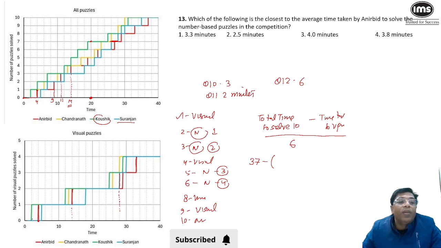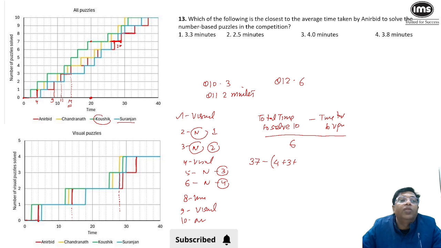37 minus the first visual puzzle, which he is solving in 4 minutes. The second visual puzzle, that is puzzle number 4, he is again solving in 3 minutes. The third visual puzzle, that is puzzle number 8, he is solving in, if you look at this, 2 minutes.